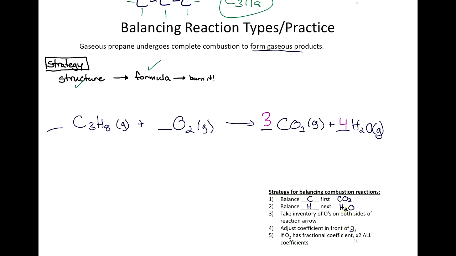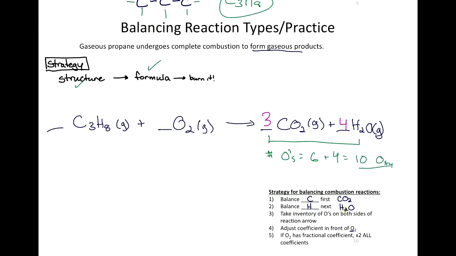And so now this is the hard part. We left oxygen for last. So what I like to do is just take inventory of all of my oxygen atoms on the product side. So I just count them up. How many oxygens are coming from CO2? There's 6 oxygens, so I'll write that. Okay, so there's 6 coming from CO2, and then how many from water? 4. Yep, so there's a total of 10 oxygens that I need to balance.